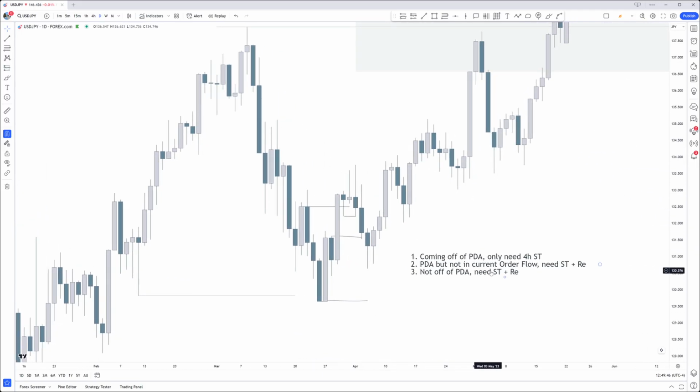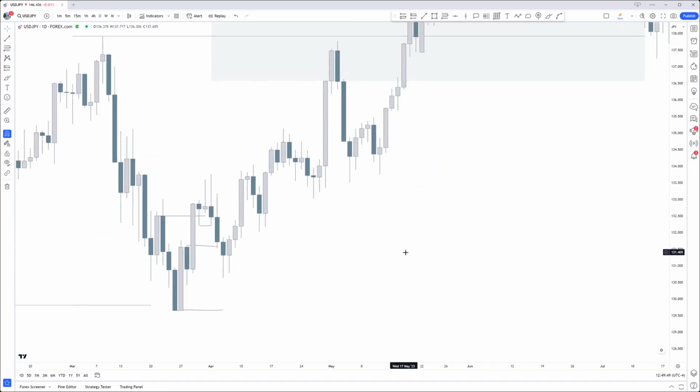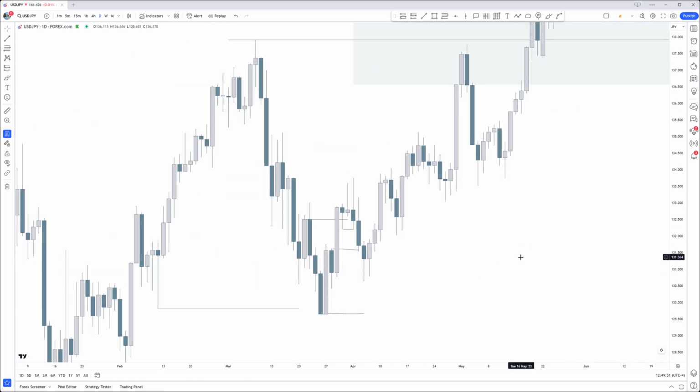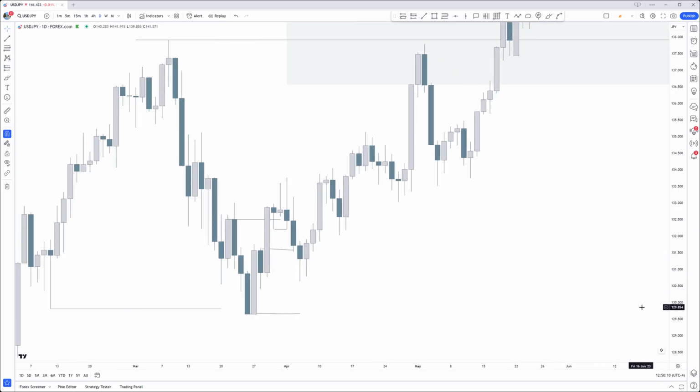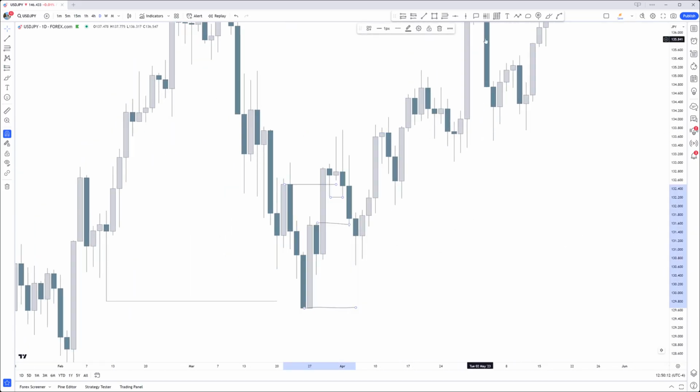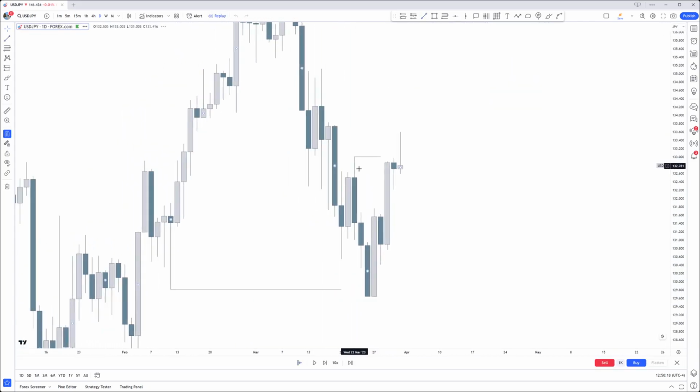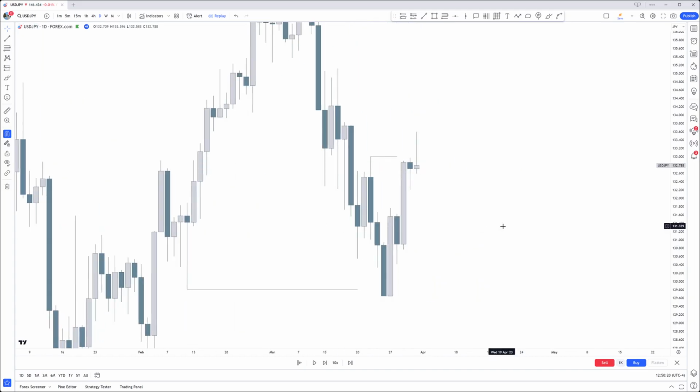Then a PD array, but not in current order flow. What I mean by that, whenever we are focusing on current order flow, the only thing that we are doing is we are looking at the right side of our chart. We never look at the left side of our chart. And what I mean by that is, if it's not in current order flow, let's determine what is current order flow. Current order flow here at this moment in time, right there, it's neither bearish, neither bullish. It's a bit 50-50, right?